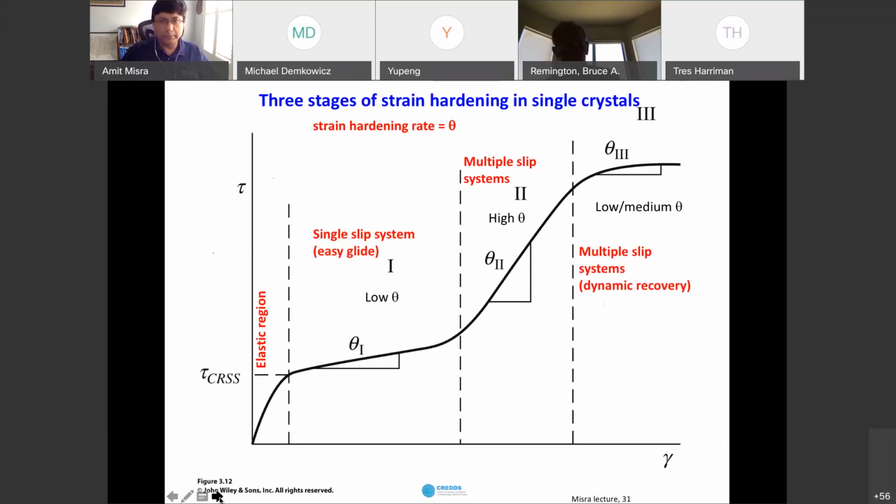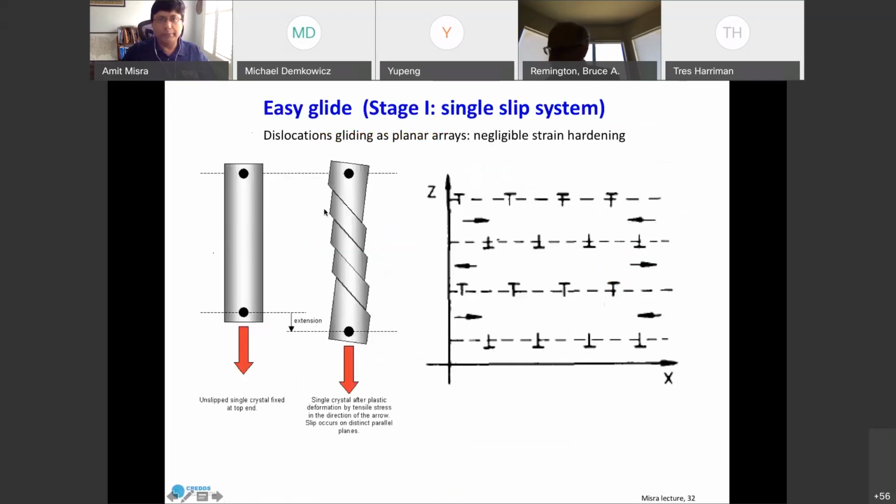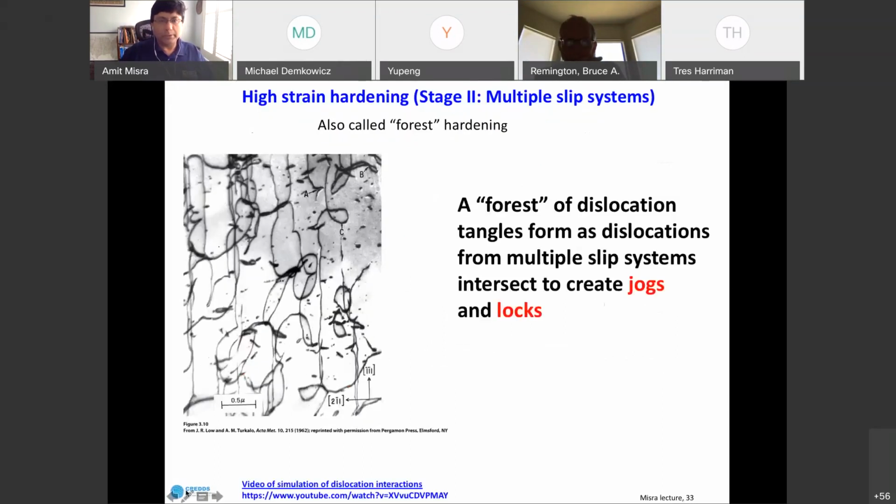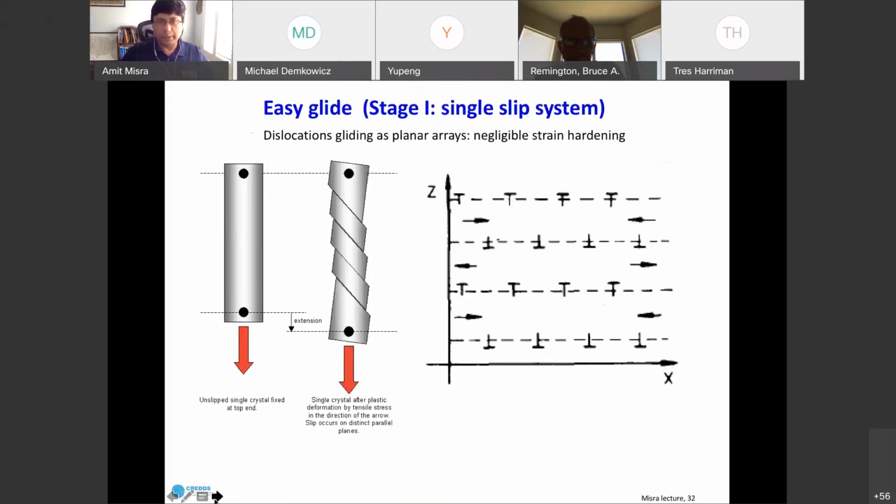Single slip, it's very easy to understand that you only have a single slip system active. Dislocations are gliding as planar arrays. There is very limited interaction except for these dipoles that might be coming close enough, and there might be some attraction repulsion that may be setting up. But otherwise, in general, there's not much interaction between these parallel dislocation arrays. So you don't get much strain hardening if you have single slip on parallel planes.